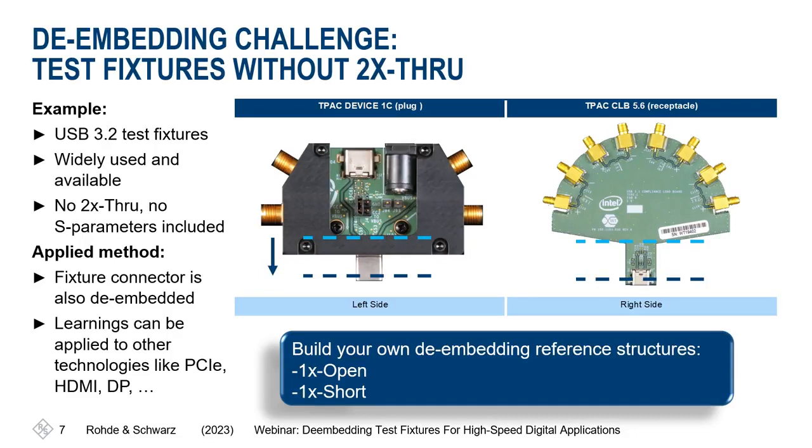They also typically do not come with S parameters, but in case we want to de-embed them, we need a method how to do that. The method basically is: build your own reference structure, build your own 1x open, your own 1x short. And with this, you not only move the reference plane away from the coaxial connectors close to the USB connector, you move the reference plane even into the USB connector itself. And of course, this is an example for USB, but it equally can be applied to other technologies like DisplayPort, like HDMI, like PCIe and others.